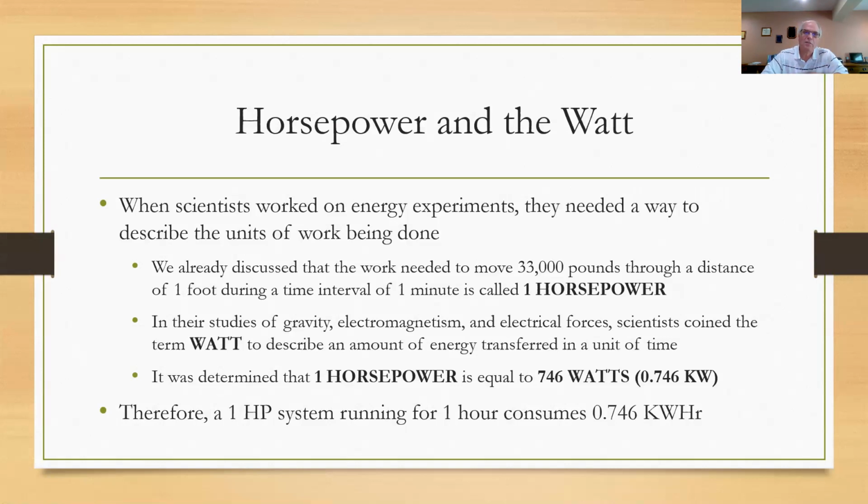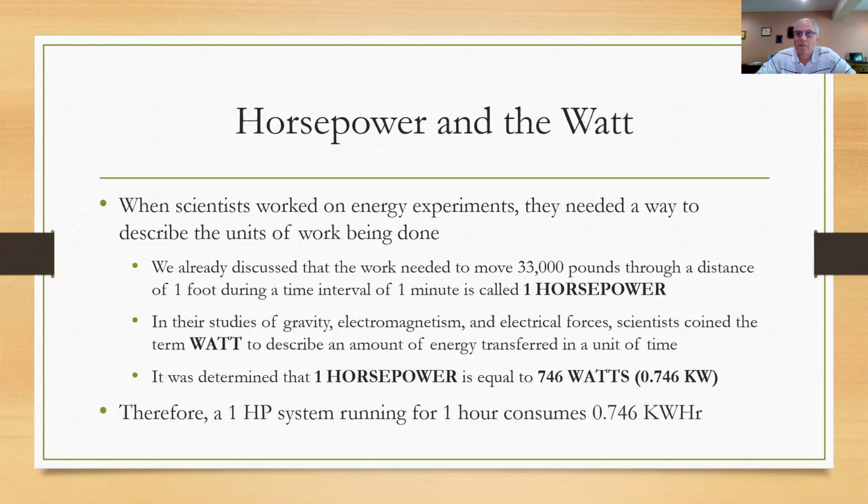Well, in their electrical studies of our electrical forces and also electromagnetism and gravity, scientists decided to coin the term watt to describe an amount of energy transferred in unit time. They determined that 1 horsepower would be equal to 746 watts, or 0.746 kilowatts. And you can find that in the table at the end of this chapter. So therefore, a 1 horsepower system running for 1 hour would consume 0.746 kilowatt hours. And that's where kilowatt hours comes from.